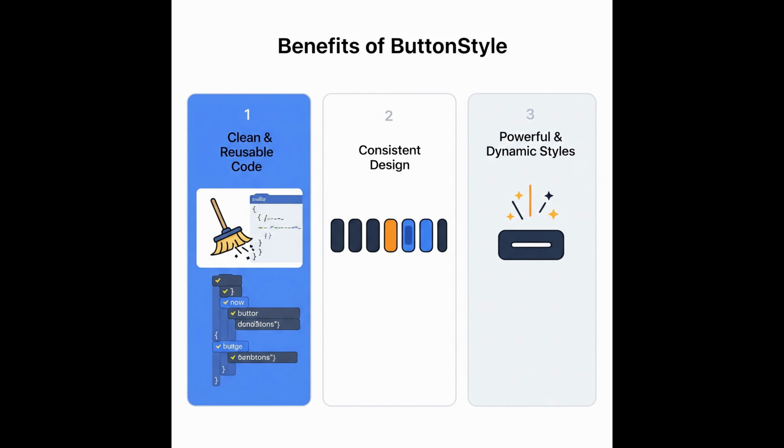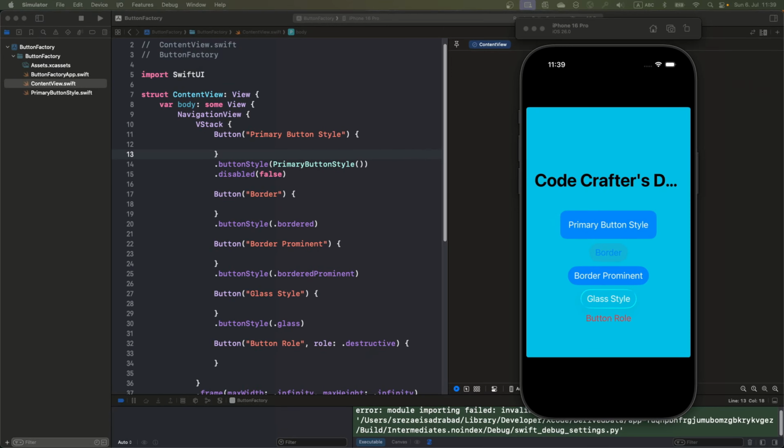So let's recap. Stop styling buttons manually. Use the ButtonStyle protocol to create clean, reusable, and dynamic styles that will make your code a joy to work with and your app look pixel perfect.